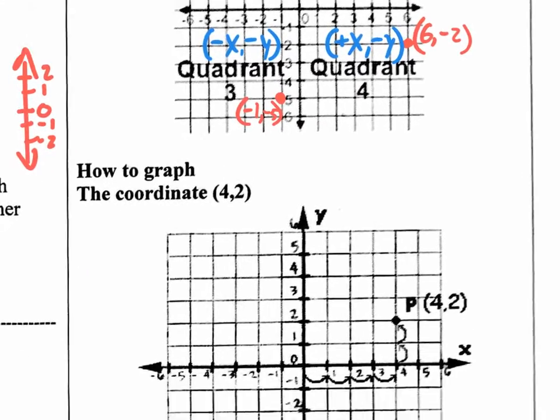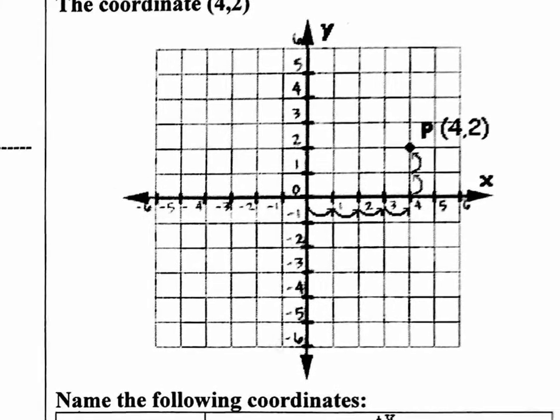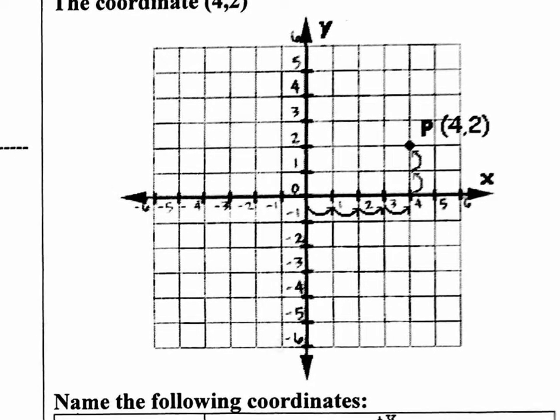And let's move on to how to graph, because you really need to know how to graph coordinates, especially for the activities we're going to be doing today, the second day of graphing coordinates. So you start at the origin. If they want you to graph the coordinate 4, 2, you're going to go 4 on the x, 1, 2, 3, 4, 2 on the y, 1, 2. That's how you get to the coordinate 4, 2.